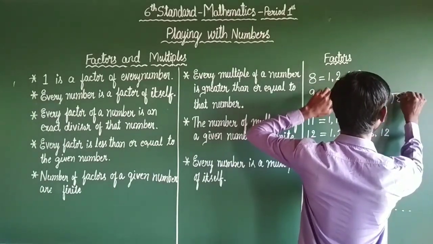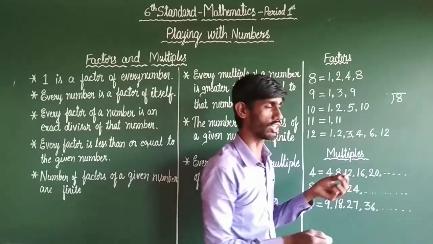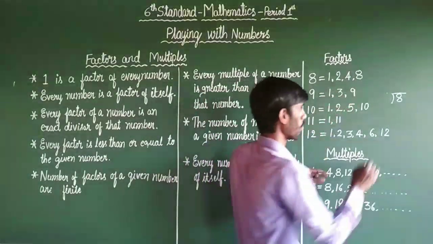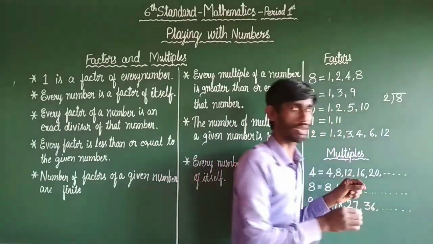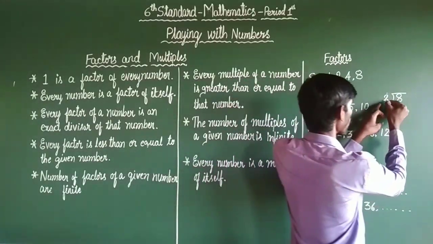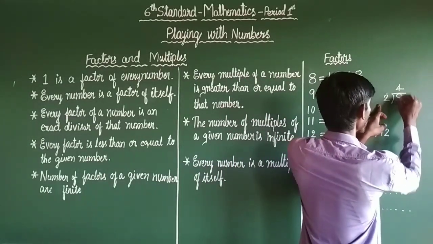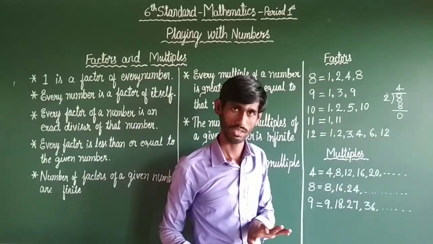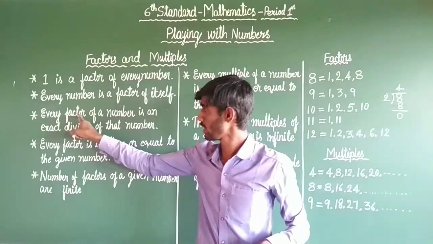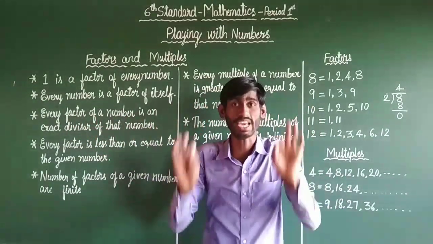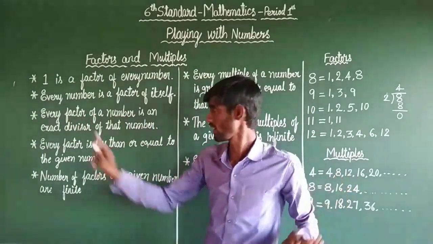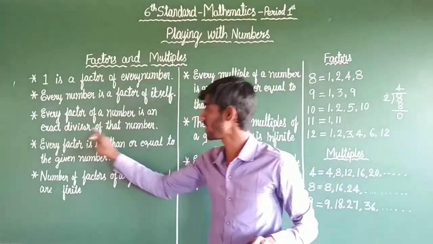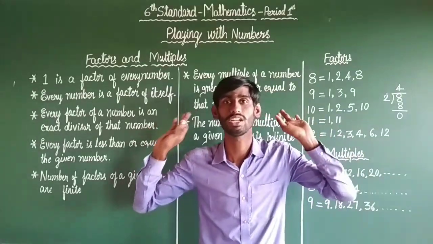8, it is exact. What are the exact divisors of 8? 1, 2, 4, 8. Observe here, 2 divides 8. 2 fours are 8. Observe here, 8 minus 8 is equal to 0. Are you clear now? Every factor of a number is nothing but an exact divisor of that particular given number.